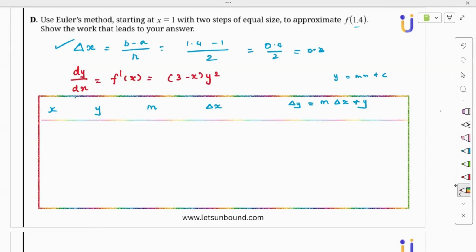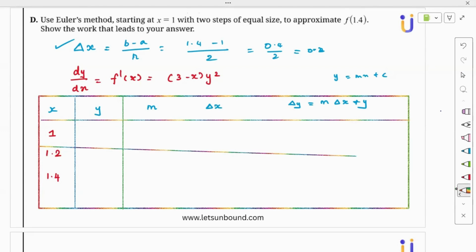Here we go. Okay, what is my x? You are starting at x is equal to 1. That should be 1. And let me fill up all the x values first. 1. Del x is 0.2 actually. So 1.2, 1.4. Once you get your 1.4, I'm stopping because we need f of 1.4. F of x means when x is 1.4, you stop. We don't want to continue that much. So 2 steps with 3 values. At the second step, we'll get the answer.